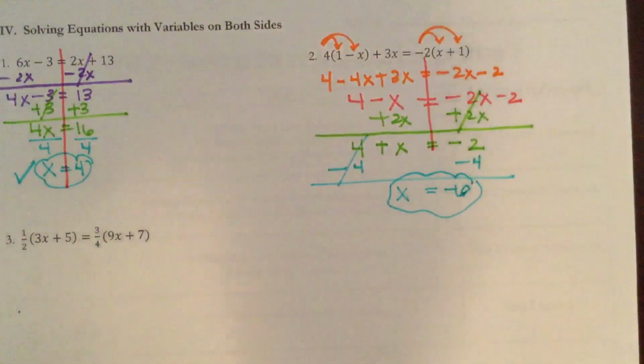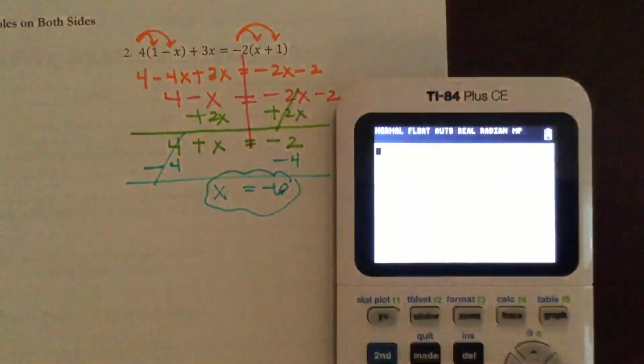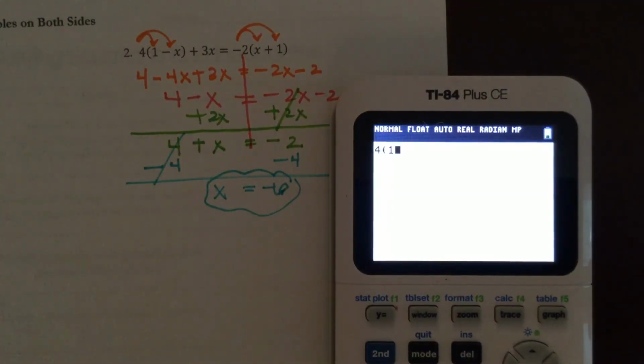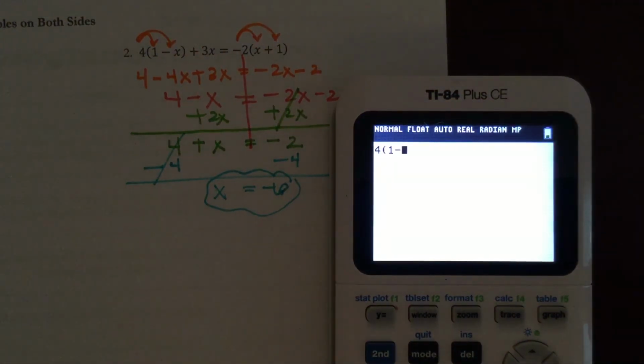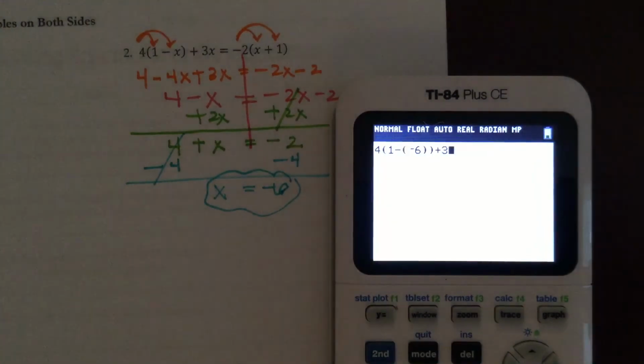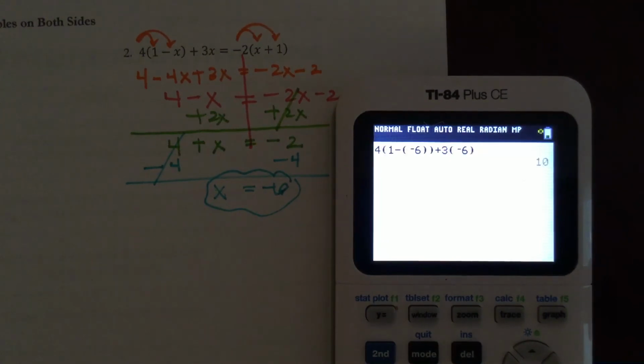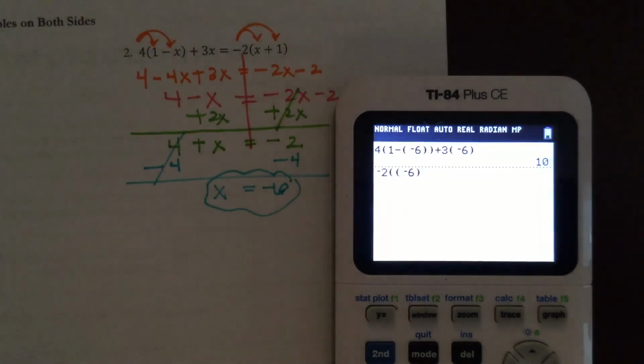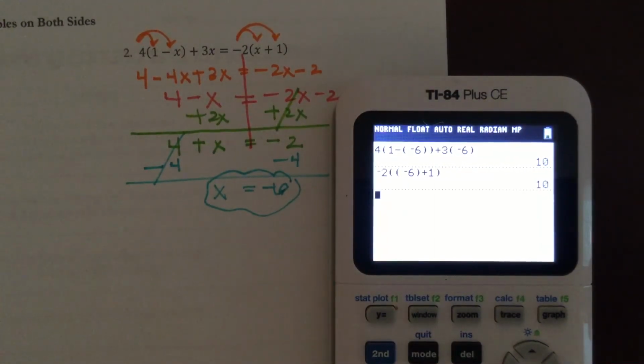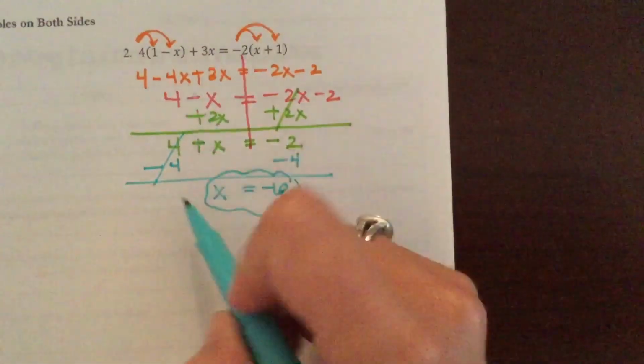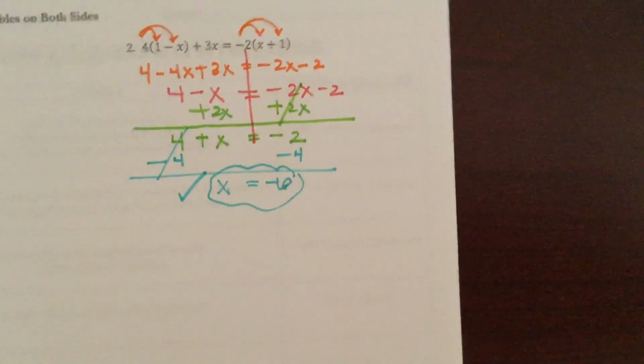All right, and of course our last step is just to check that. We have 4 parentheses 1 minus, and in place of x, we're going to put in a -6. Remember, I always plug in my variable with parentheses. Plus 3 times -6, and I get 10. When I check the right-hand side, -2 times -6 plus 1 is also 10. I am confident -6 is my solution.